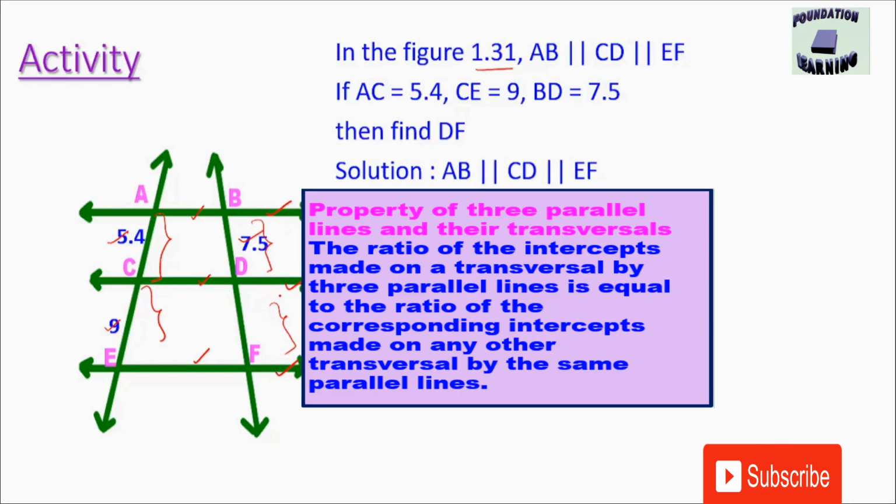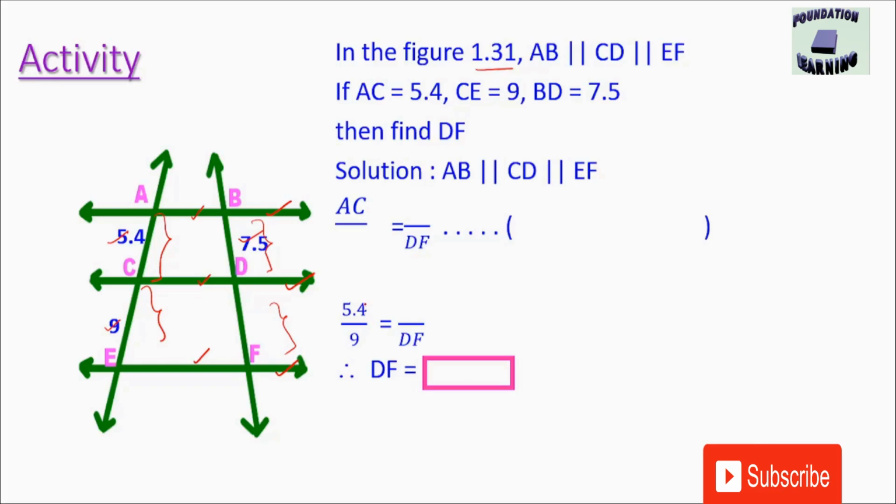So what will be the equation that we'll write? What does this side say? That the intercepts made on this transversal, suppose we take this transversal as T1 and this transversal as T2. So the intercept made by these points, which are these points? AC upon CE will be equal to the right hand side intercept, that is BD upon DF.